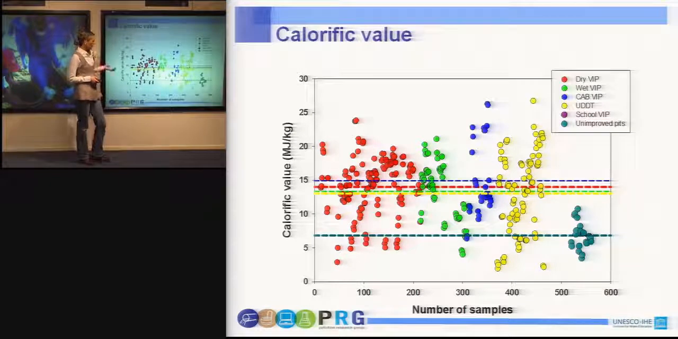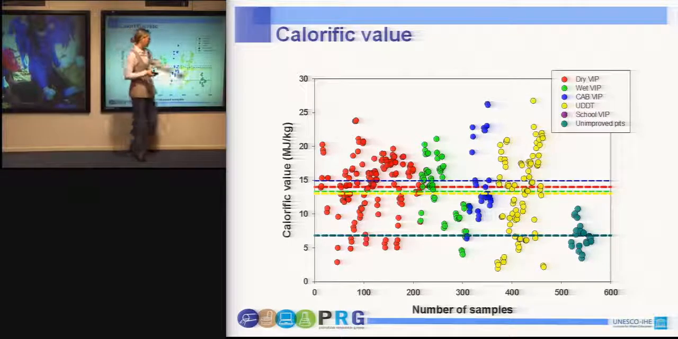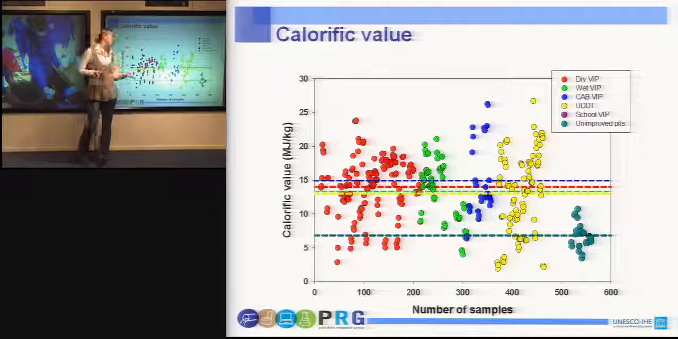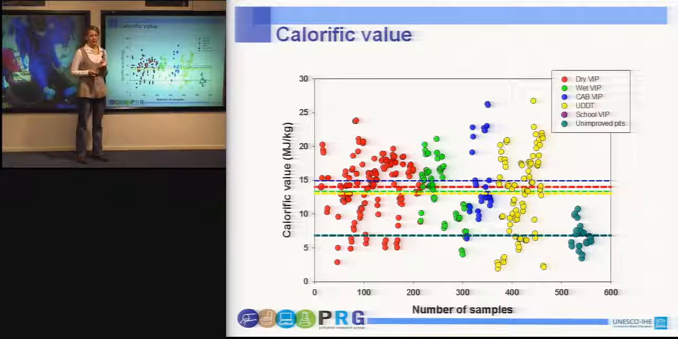The calorific value also presented very good variation. Expectedly, there is a correlation between the COD values and calorific values. The aged samples, such as unimproved pit latrines, demonstrated much lower calorific value than some of the fresh samples. The average calorific value was about 15 megajoules per kilogram, which is very close to that of wood.